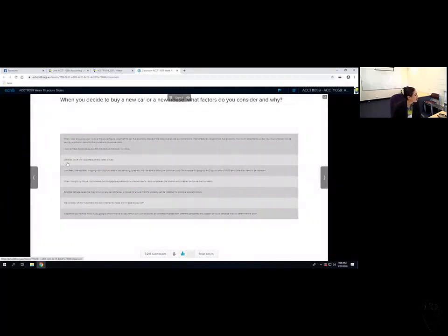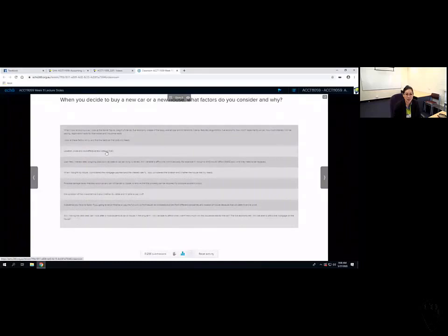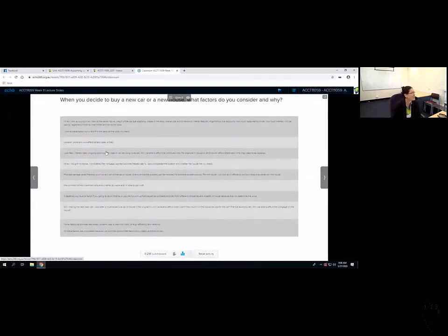So next one, location, price, and cost effectiveness, rates or fuel. So again, looking at future maintenance costs or expenses. Loan fees, interest rates, ongoing costs such as rates or car servicing, tyres. Will I be able to afford the continued cost? For example, if I bought a four-wheel drive, could I afford $1,600 each time the tyres need to be replaced? Exactly.